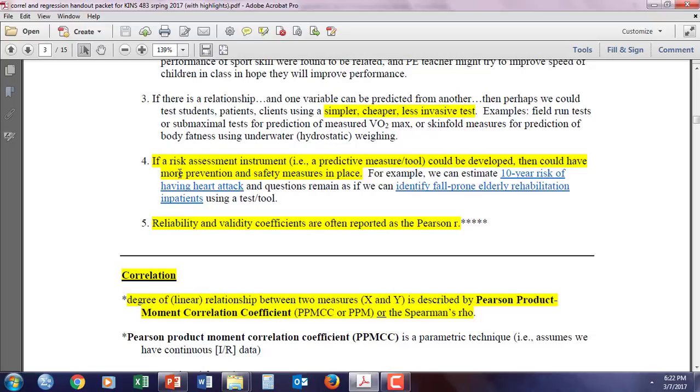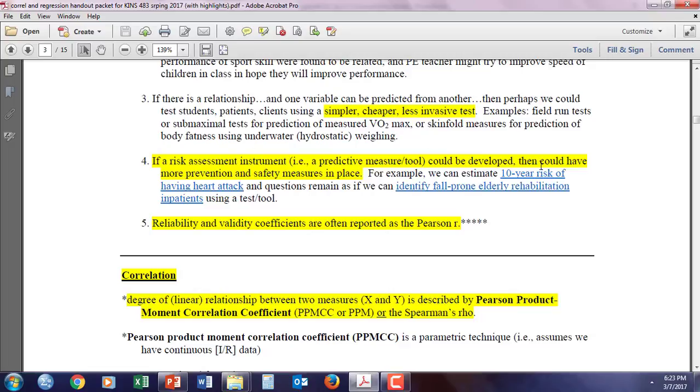A fourth purpose for correlation and regression has to do with risk assessment. And next to this, you might want to write in big letters, risk factors. Risk factors are factors that are associated, for example, with disease. If we know that there is a risk factor of blood pressure that's associated with your risk of stroke, potentially we can estimate your risk of stroke and lower your blood pressure in the hopes that it consequently will lower your risk of stroke.